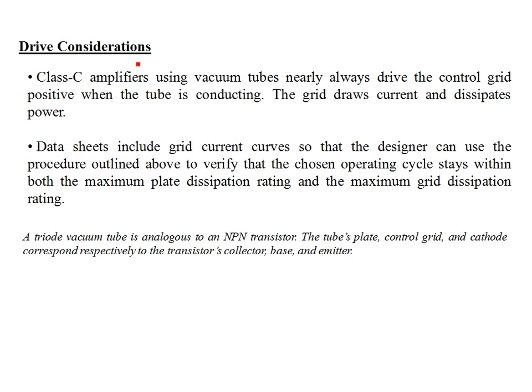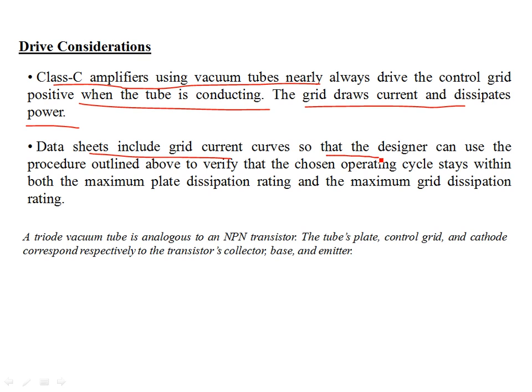Some drive considerations given in the textbook are that class C amplifiers using vacuum tubes nearly always drive the control grid positive. So when the tube is conducting, the grid draws current and dissipates power. The datasheet includes the grid current curves, so the designer can use the procedure outlined above to verify that the chosen operating cycle stays within both the maximum plate dissipation rating and the maximum grid dissipation rating. These ratings are given in the datasheet, so they have to be considered while designing.